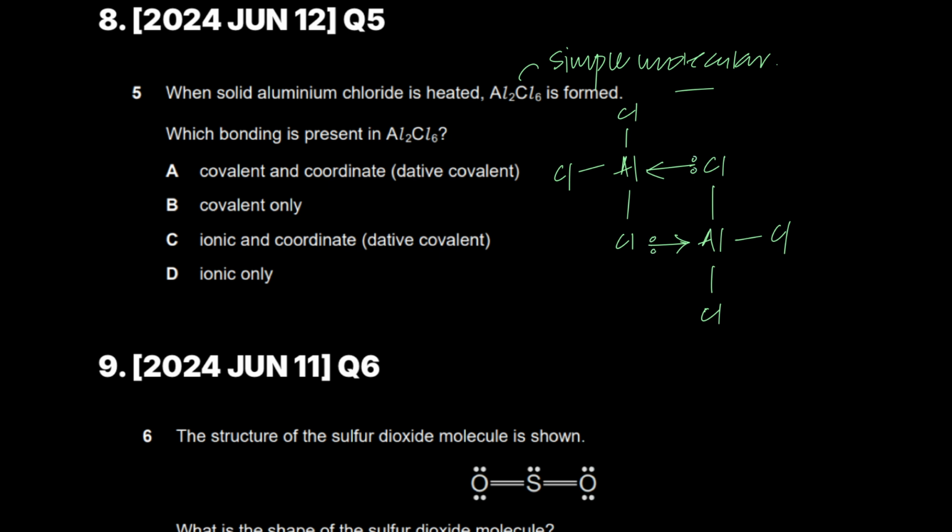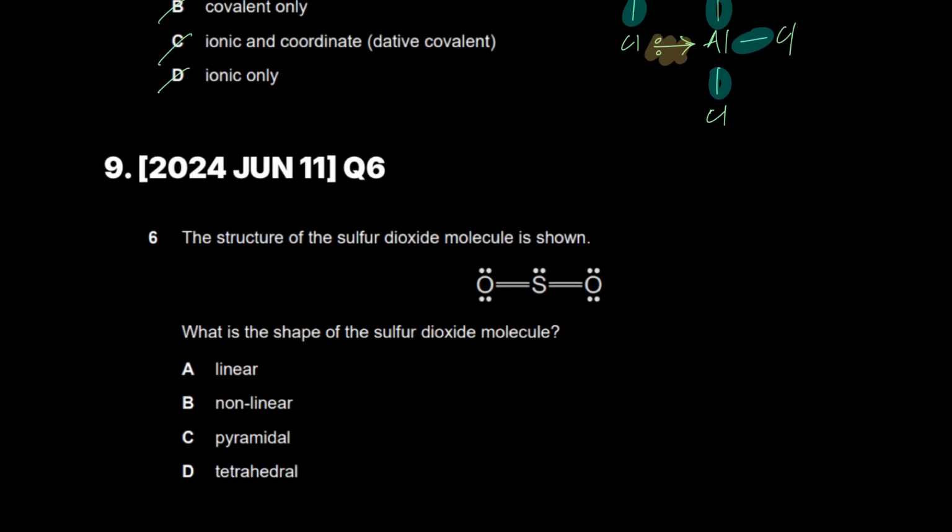So which type of bonding is present? You have covalent bonding and coordinate covalent bonding, which is dative bonding. This is the dative bit, and that's the covalent bit. No ionic bonding. So it's not covalent only, it is covalent and dative. That's how easy it is.